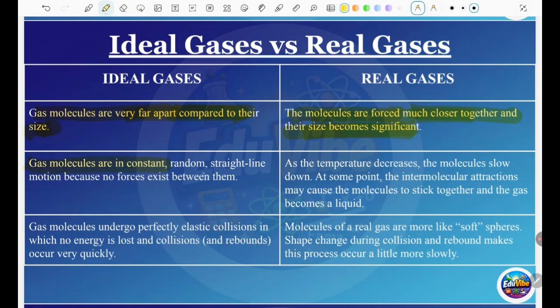In ideal gases, the molecules are in constant random straight line motion. No force exists between them. So there is no force in the ideal gases.